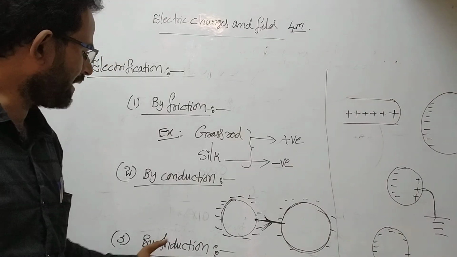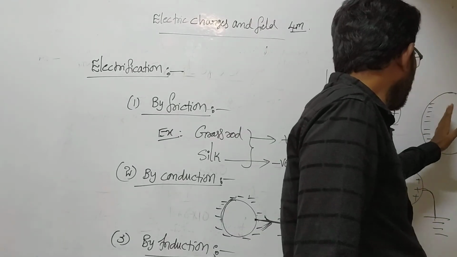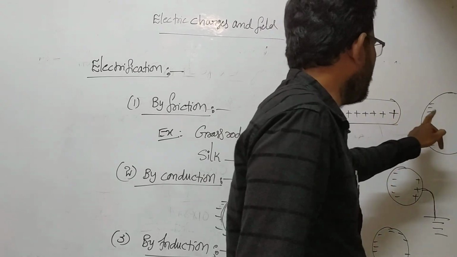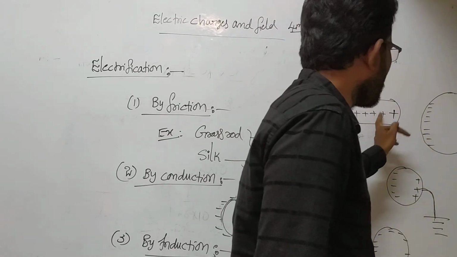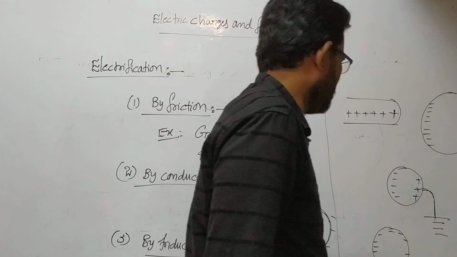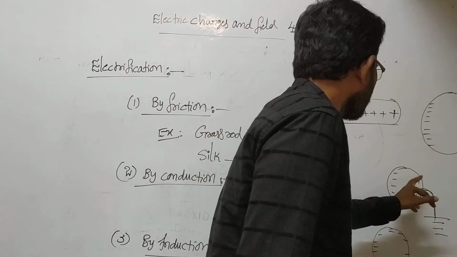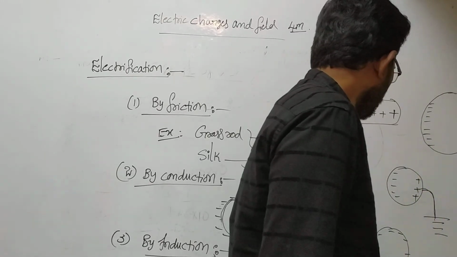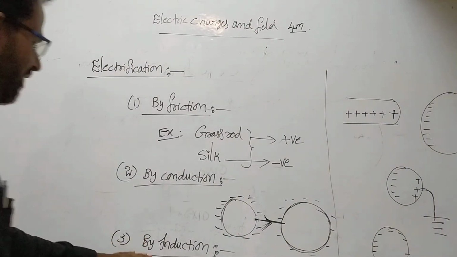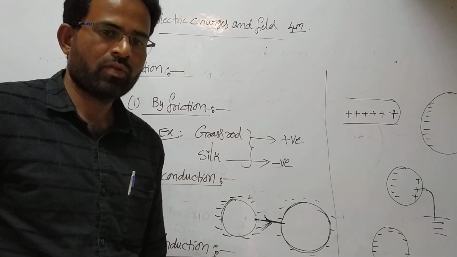What does electrification by induction mean? You take one charged body and place it nearer to a neutral body. Opposite charges are induced at the nearer end, and like charges are formed at the farther end. The farther end is connected to the earth. When connected to the earth, electrons move from the earth to the body. After that, the total electrons are spread on the surface of the body. This process is called electrification by induction. These are the three methods of electrification. Okay.